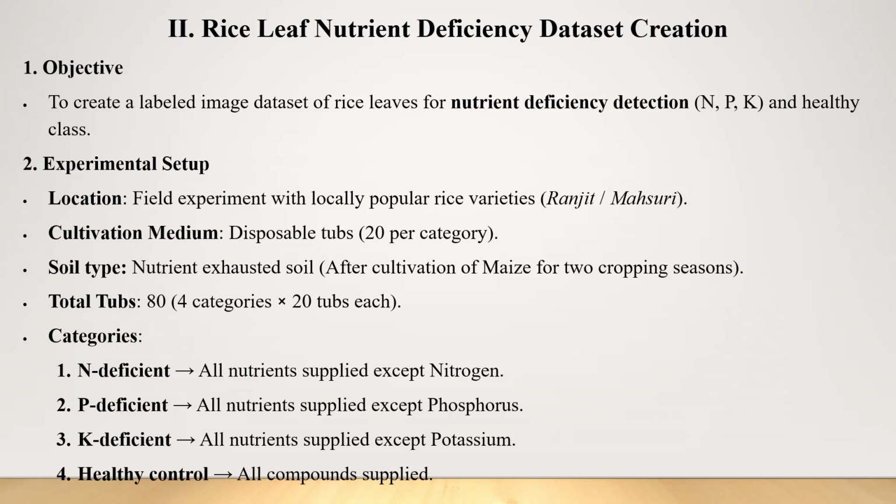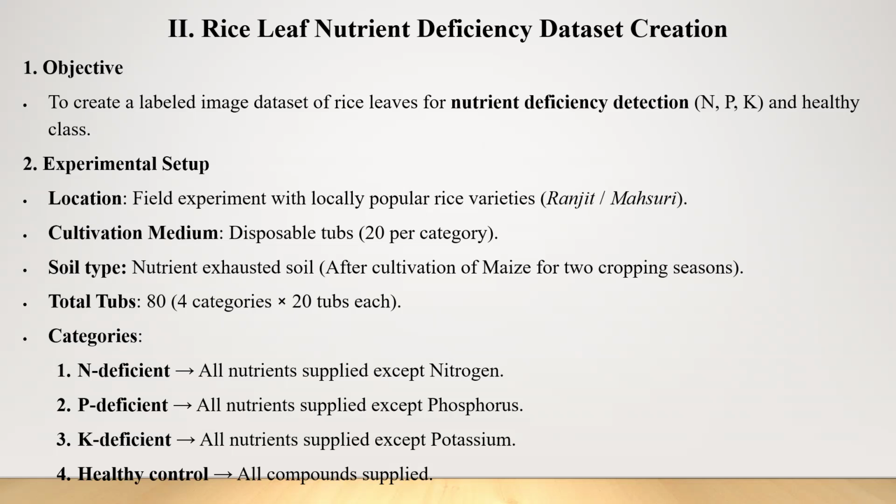After that we'll separate those soils into four parts. For the first part we'll supply all nutrients. For the second one, all the nutrients will be supplied except phosphorus, and for the third one, all the nutrients except potassium. For the fourth one we will supply all the compounds required by the plants to be grown.